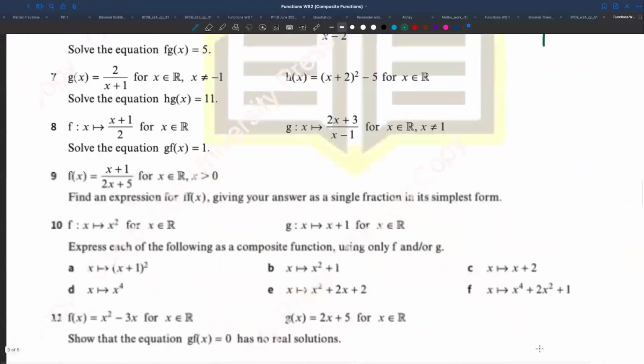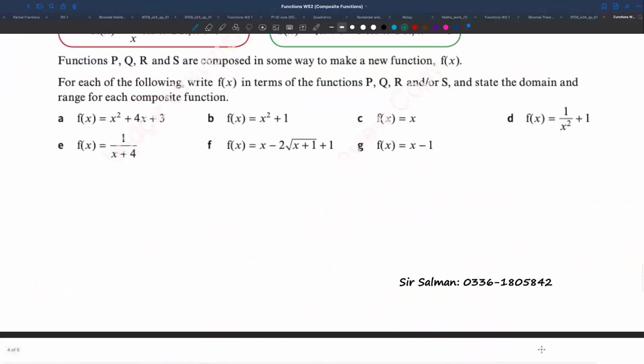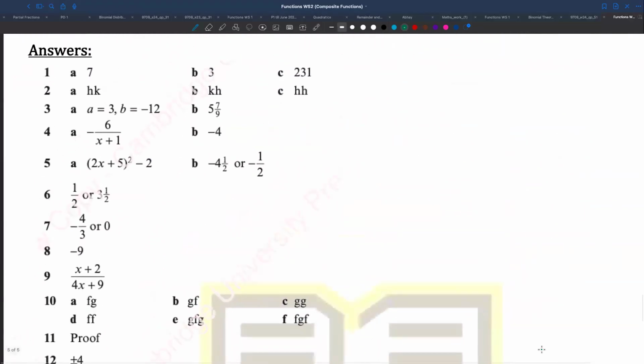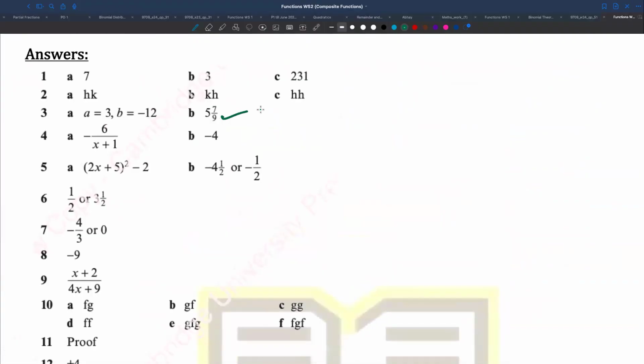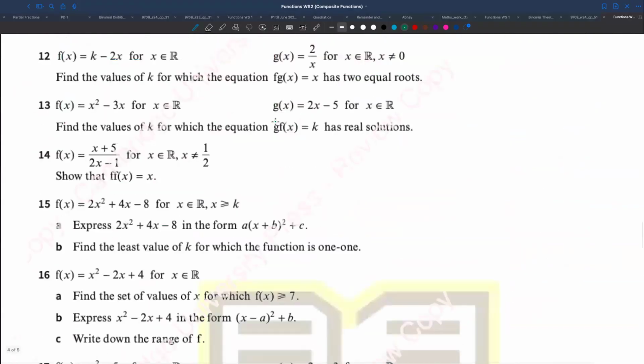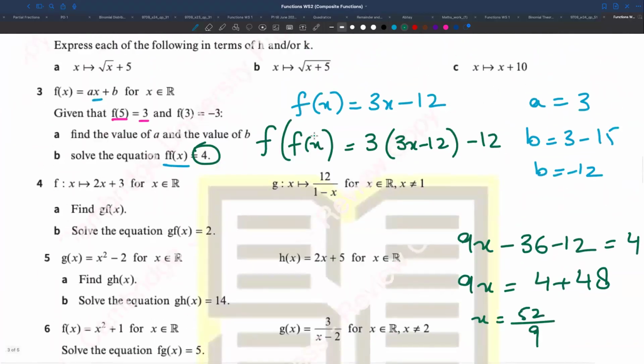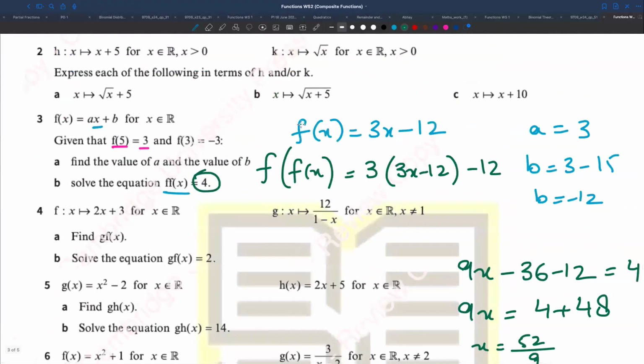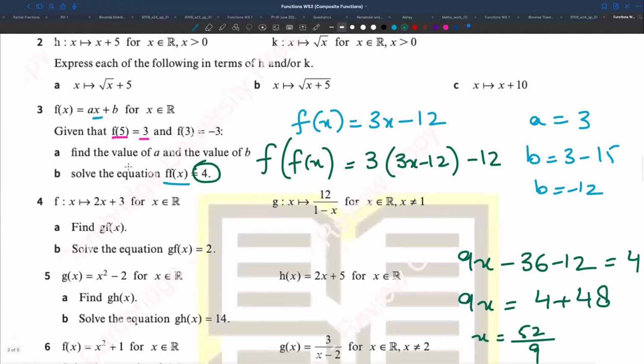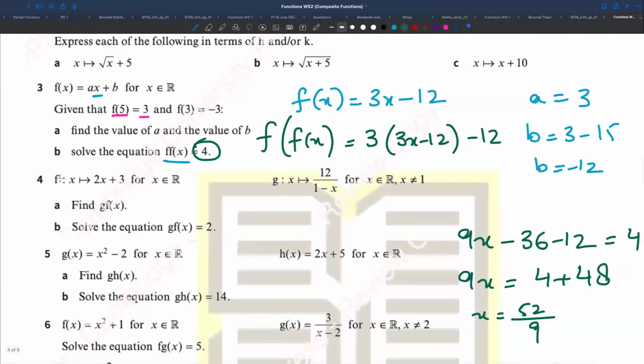Let's check the answer as well. 3 part B. I have sent the worksheet on the group, right? This is coming, correct, 52 upon 9. Clear? Okay. So there is nothing different in composite compared to worksheet 1. It is just now one extra or two extra functions that are included.